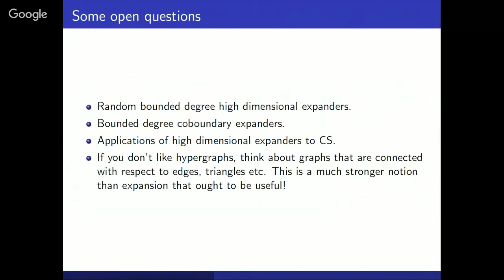So I think very little is known. We don't know of any random construction of bounded degree combinatorial expanders. We don't know bounded degree co-boundary expanders, because our construction is bounded degree, the weaker notion, which is the co-systolic thing. We don't know anything, either co-systolic or co-boundary. Of course, I think it's very interesting.